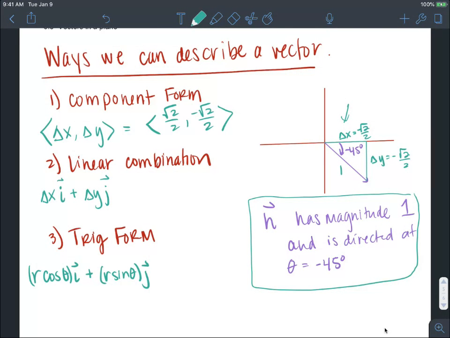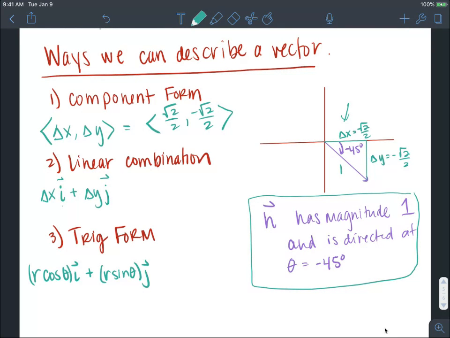As a linear combination, we use our unit vectors i and j. So how many unit vectors to the right did we move? Root 2 over 2 i. You can bold it or put the arrow. And then minus root 2 over 2 j. Bold it or put the arrow. The arrow is easier to do on your own paper.